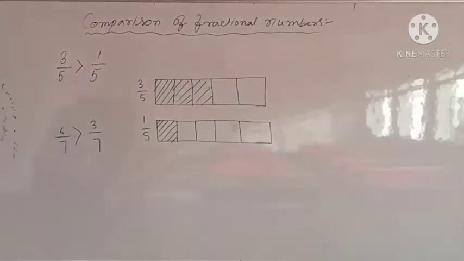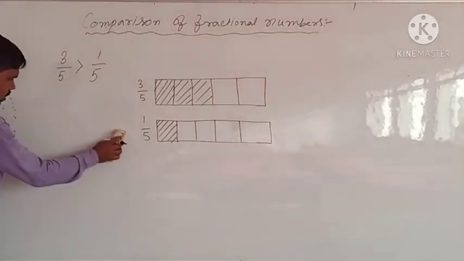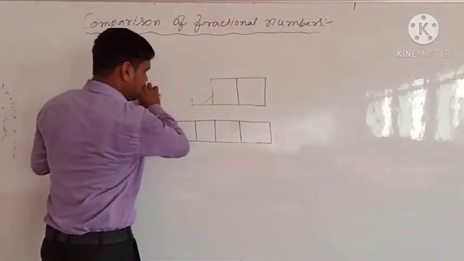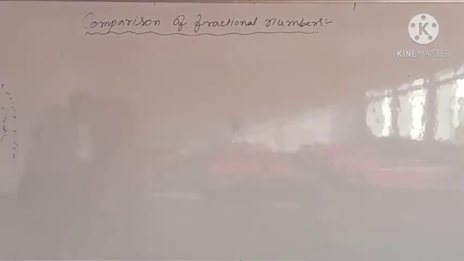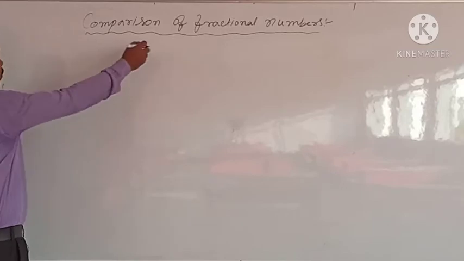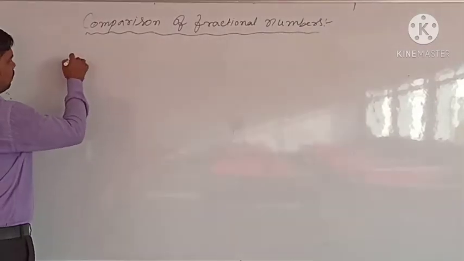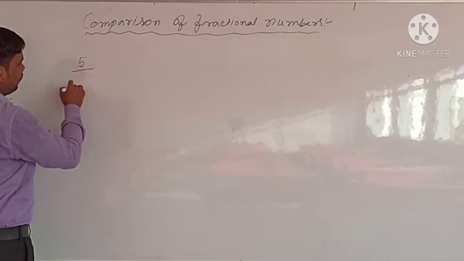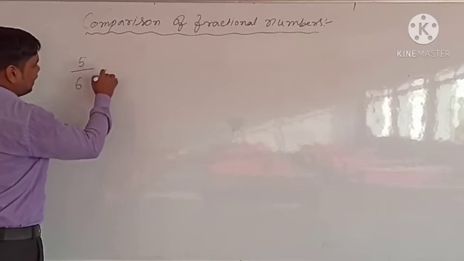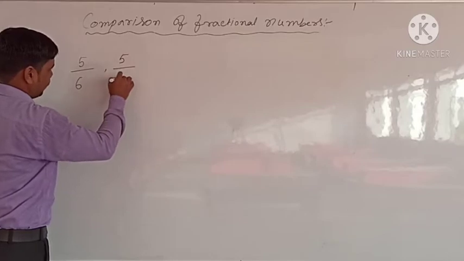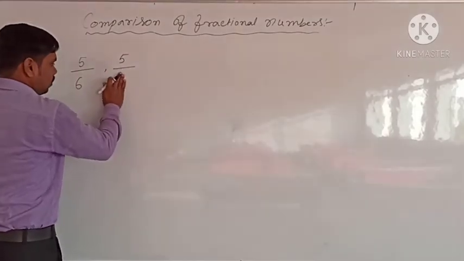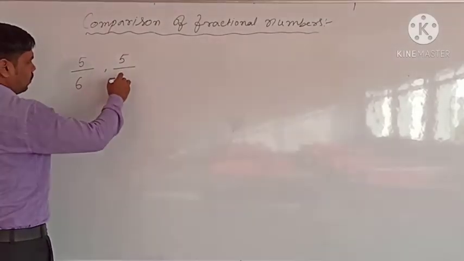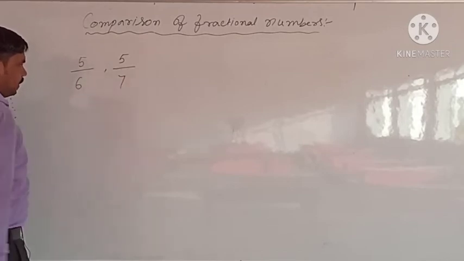Second case is that it may be that both the numerators are the same. So in that case, what will we do? For example, one fractional number we have is 5 divided by 6 and another we have is 5 divided by 4. Sorry, 4 out of 4, 5 we cannot say. This is an improper fraction. So 5 divided by, suppose, 7.